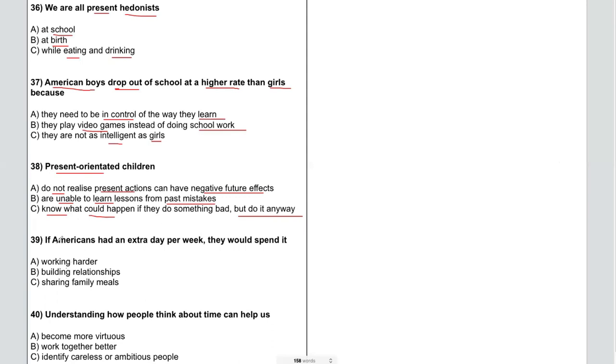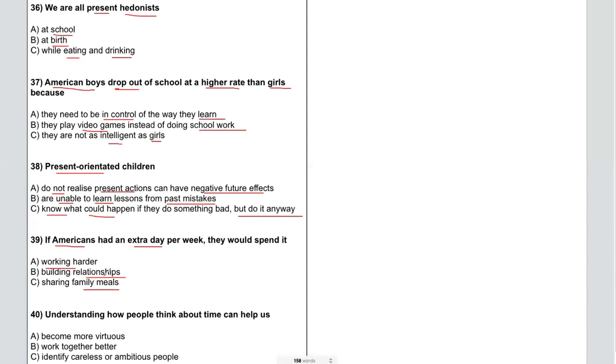Number 39, if Americans had an extra day per week, they would spend it working harder. So I'm going to have working as the keyword, building relationships, and sharing family meals. Now, notice these three words that I've underlined. I've underlined working in A, but building and sharing, the verbs in B and C, I haven't underlined, and I'll tell you why. Working is the key idea for A. So it's going to involve work or going to the office or career. Working is the main thing here.